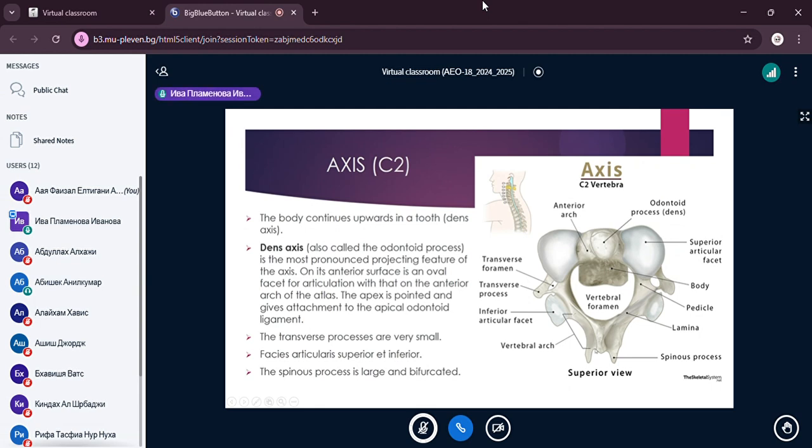Here we have spinous process, which is bifurcated, and transverse process with transverse foramen. Again, here we can see the two pedicles, left and right, and lamina arcus vertebrae, again, left and right. What else? Again, we have superior and inferior articular surfaces for the connection with the C1 and C3.